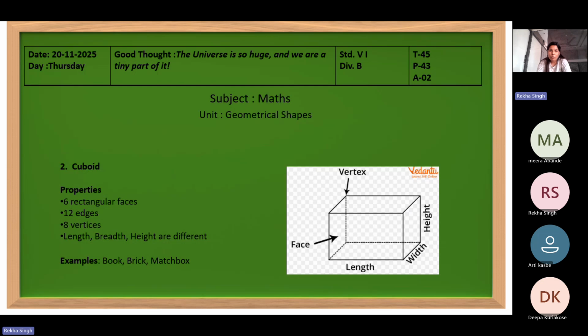Now the next is cuboid. So what are the properties of a cuboid? Like we have seen cube, this is another 3D shape, cuboid, and the properties are 6 rectangular faces. It has 6 rectangular faces and 12 edges, 8 vertices. Length, breadth, height are different, whereas in a cube, all are the same. That is L is equal to B is equal to H. But in a cuboid, they are not the same. They are different. Examples you can see in real life: book, brick, matchbox.